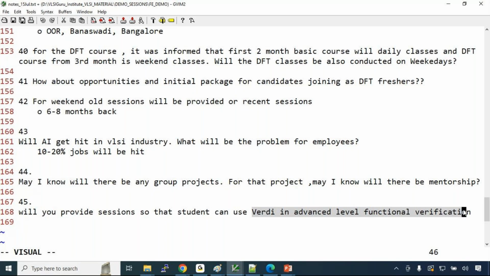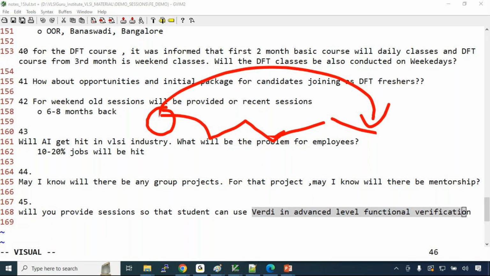Verification is about debugging. When something fails, you need to debug easily. What is causing the failure to happen? So how do you quickly catch that? Verdi is a tool which lets you trace the information quickly. Let's say this is the issue. Where is it coming from? So you can easily trace, you can root cause, this is causing this issue. So Verdi is a tool which makes it easy. It is a tool from Synopsys company. To our understanding, it's not required at a fresher level, but for experienced people, we do cover Verdi.